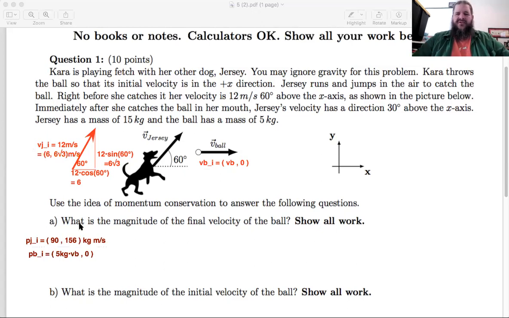What do we know about the final situation? Yeah, the dog catches the ball, so they're both moving together. If they're both moving together, what does that tell you about the final results in terms of the actual values? What's got to be the same there? Yeah, they've got to have the same velocity. So we don't know what that velocity is, but we do know it's the same for both. And we even know the direction. It's got a direction of 30 degrees above the x-axis. So the final velocity is going to be some unknown 30 degrees above the axis vector.